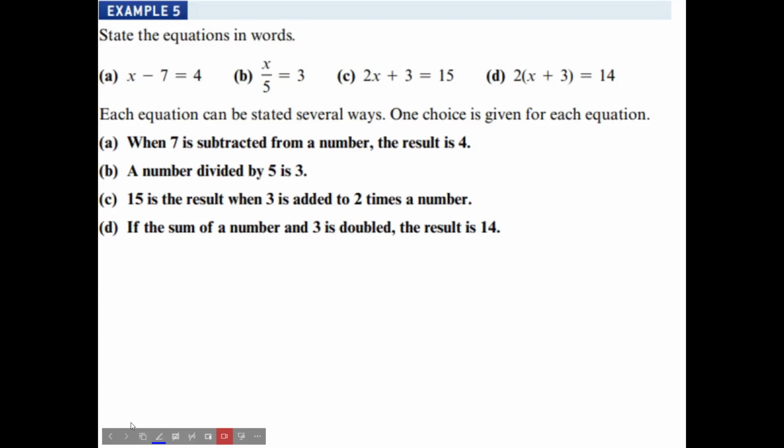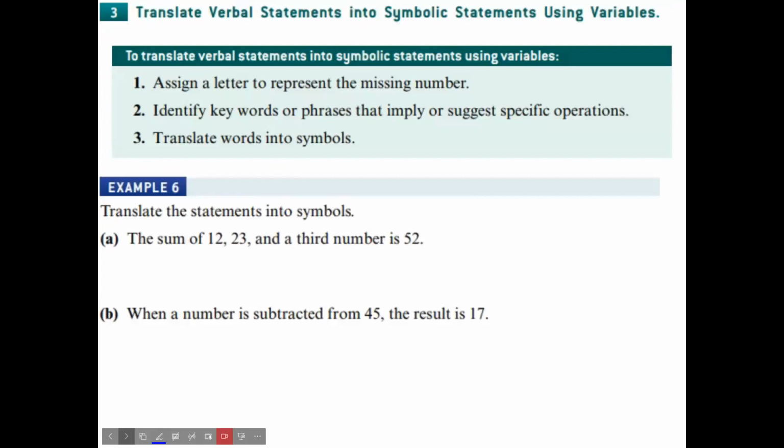So that's probably the most tricky part when we solve text questions, right? We need to properly identify what they actually mean. Translate verbal statement into symbolic statements using variables. So now we do the reverse job.